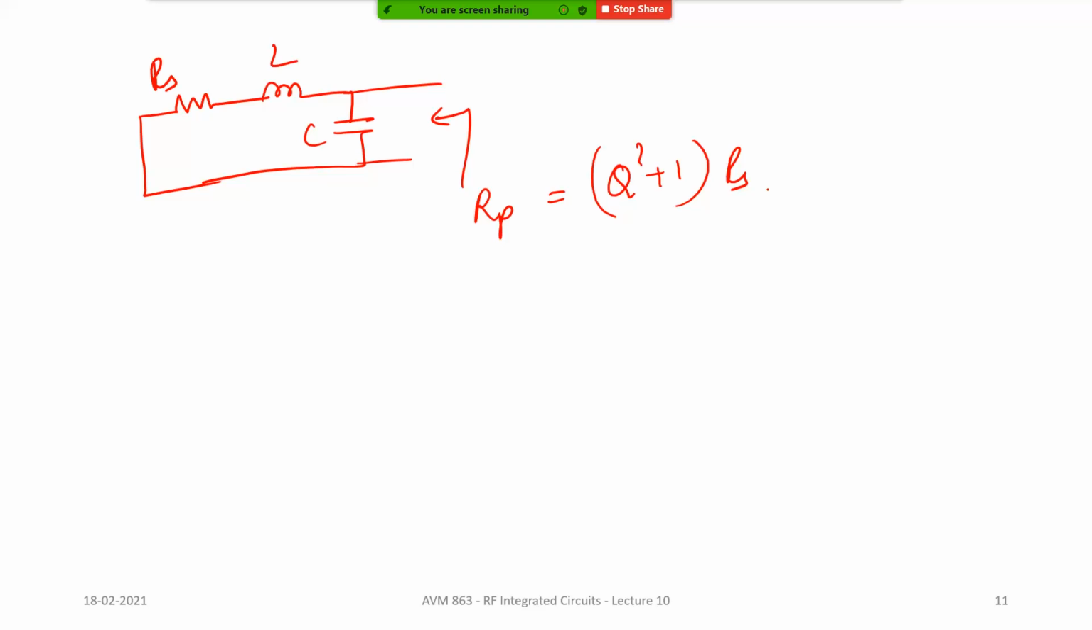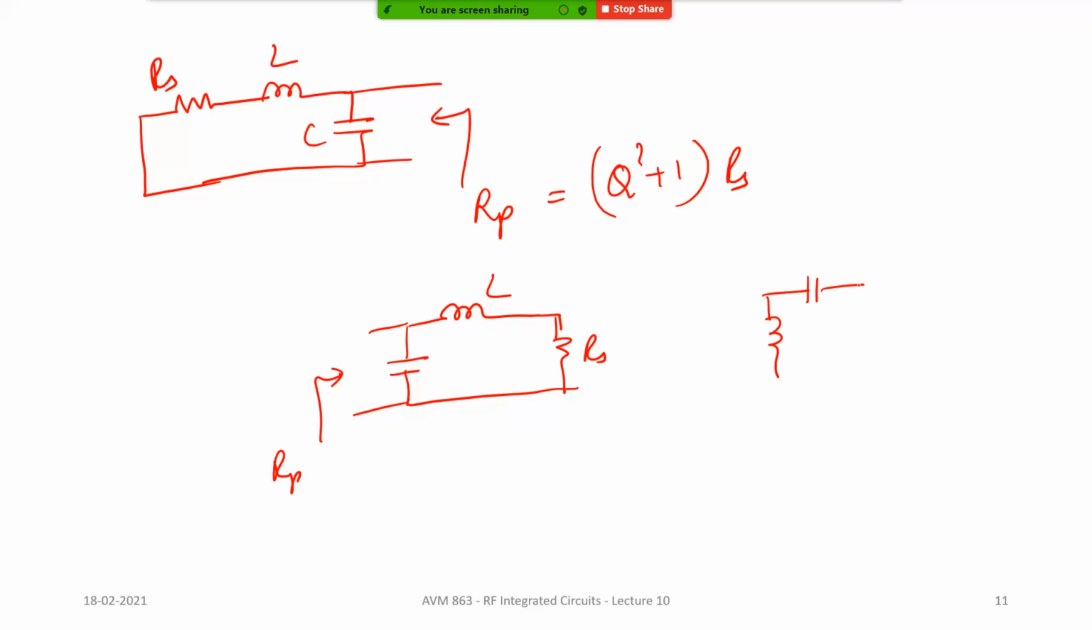Got it? So this is the same network. If you look from the other side, you basically get an up conversion in impedance. In other words, you can also design a network such that if you have a certain RS, you put an L in series with it and a capacitor across it, and you basically get RP. The other way to do it is the high pass network, with RS, C and L. Again you'll get RP, with RP being equal to Q squared plus 1 times RS.